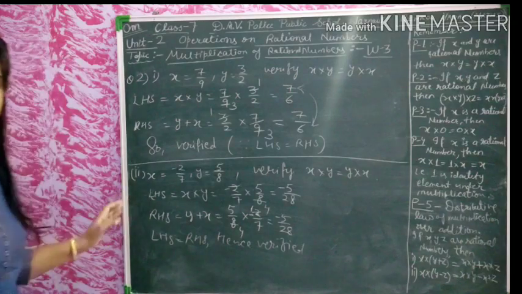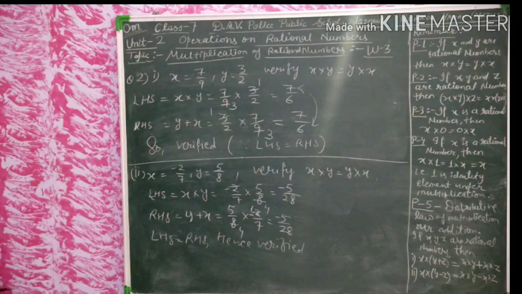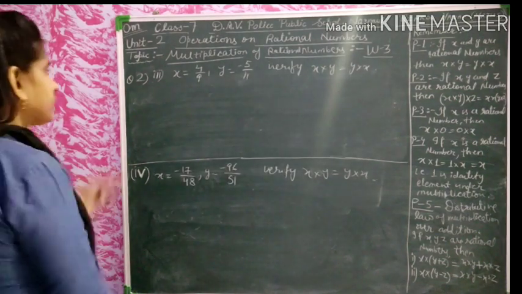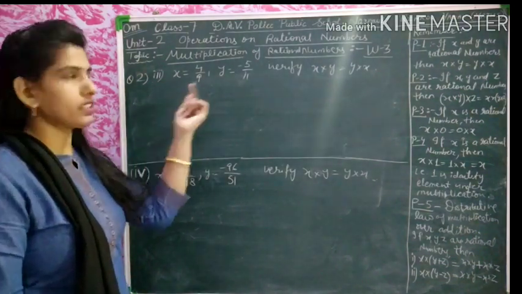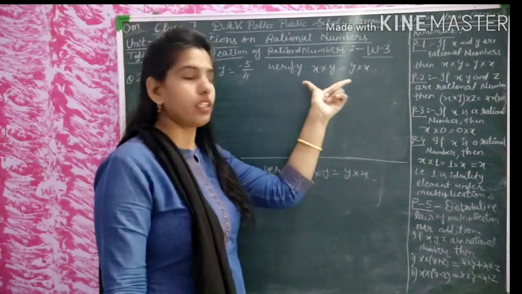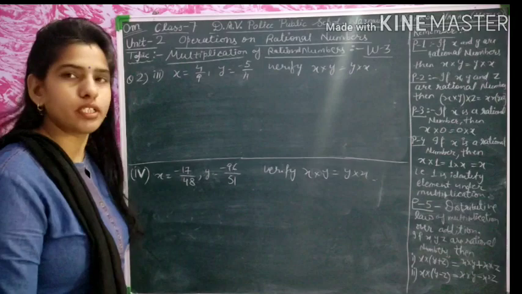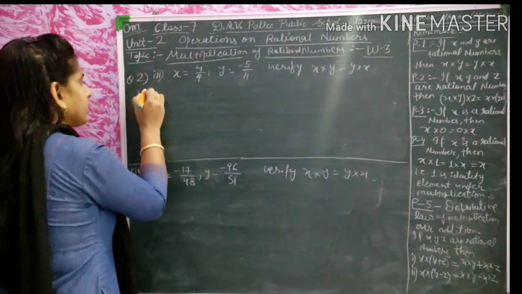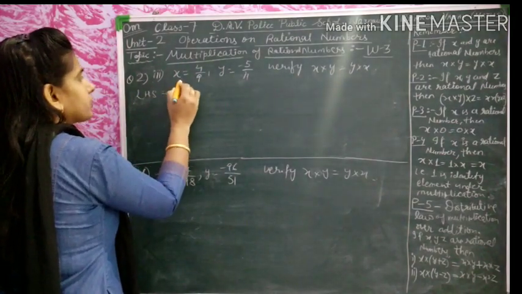Is it clear, students? Both the questions are done like this, with normal multiplication. Now students, this is question number 2, part 3. Same here, we are verifying the commutative property. You are seeing here the LHS is equal to x into y.